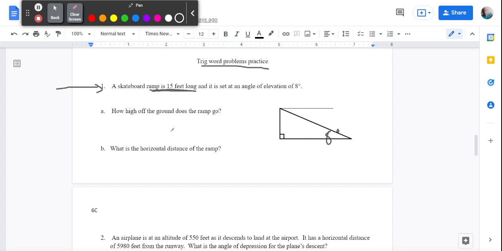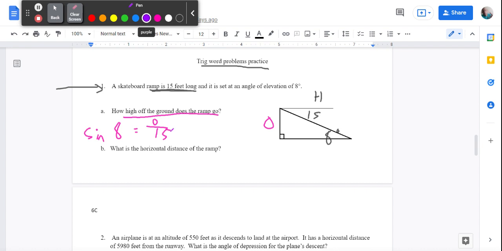The actual ramp is diagonal, so the ramp is really the hypotenuse. The length of the ramp is 15 feet, so H is going to be 15. If it's asking how high off the ground the ramp goes, that is my O. So we have the O and the H, which tells us we're going to use sine. Sine of 8 degrees is going to be our O over 15.